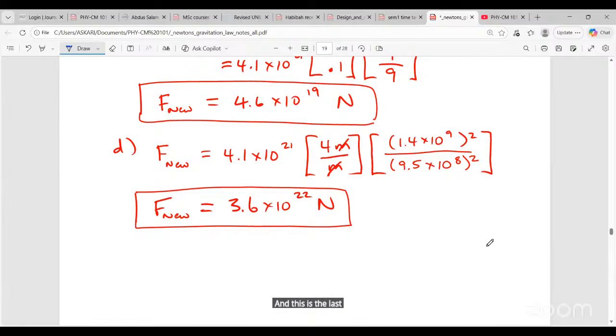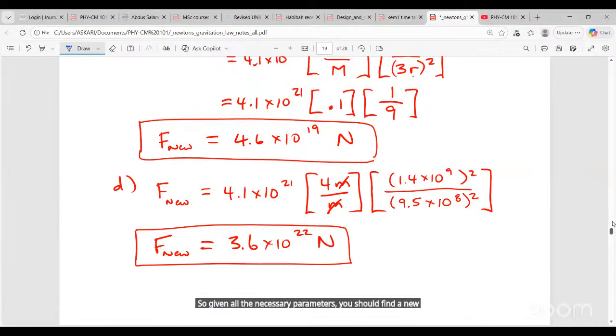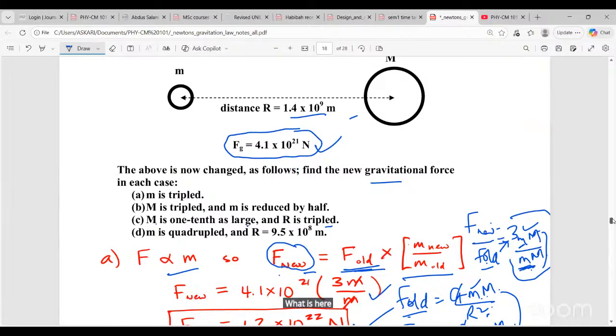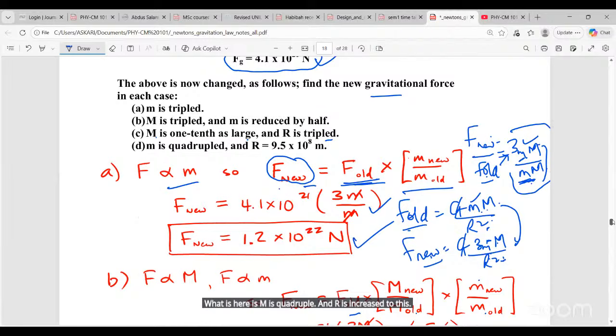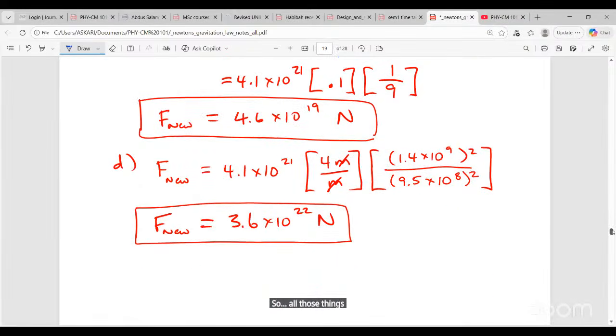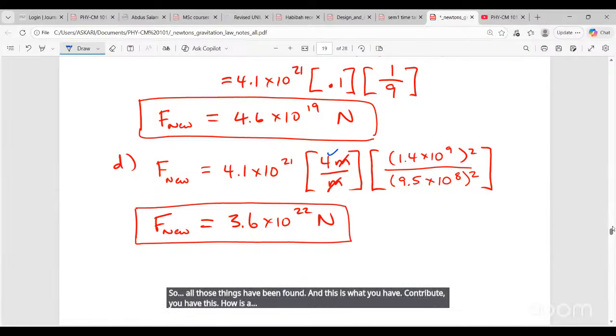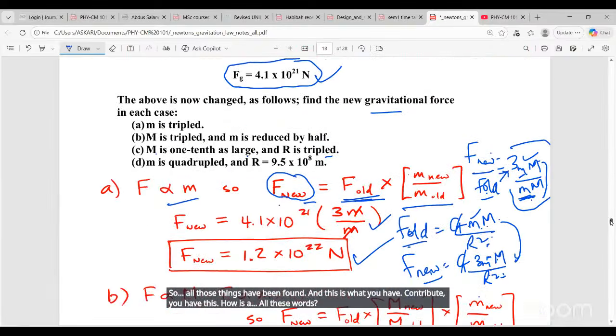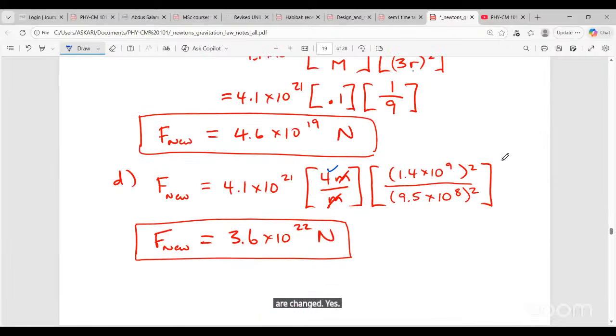And this is the last one. Given all the necessary parameters, you should find a new one. Here M is quadrupled and R is increased to this. So all those things have been found, and this is what you have. Quadrupled, you have this. R changed. Initially, the distance between them was this. So the R changed, old against new. So you will have this. That's the new force between them. So any question?